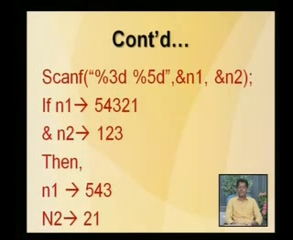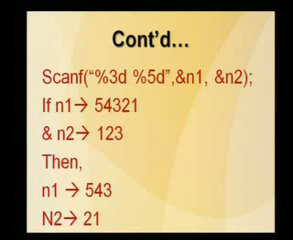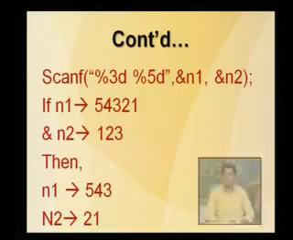While the next case is n2, n2 can store 5 digits, but the problem is that the input contains only 3 digits. So we first check the remaining value from n1. The remaining 2 digits, 21, will be stored into n2. After that a blank space is there, and a blank space indicates, in a scanf statement, the end of the input value. So the value 543 is assigned to n1, and the remaining 2 digits, 21, are assigned to n2. And mind well, the value entered for n2, that is 123, will not be stored into n2.